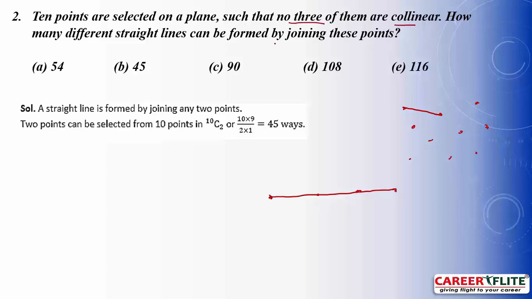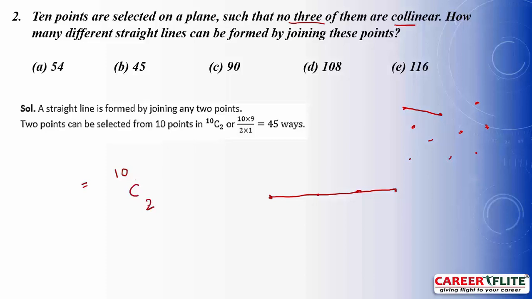So how many different straight lines can be joined from these points? It is very easy. From 10 points we must select 2 points in order to make a straight line. That is, this is the total number of points, and from here we will select 2 points to get the number of straight lines.